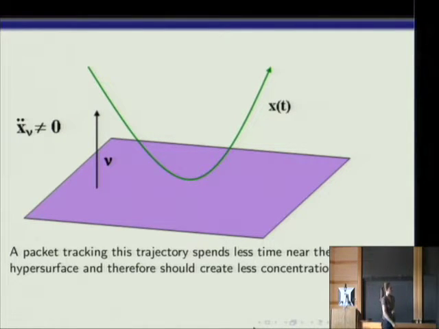So in this case, we say, okay, what if we start a point here? Its velocity at its starting point is 0 in the normal direction, but its acceleration is not. Well, a particle, a packet tracking along here, will spend more time near the hypersurface than one that just struck through, which is the best case, but less time than the tubular sharp case. So we would expect to have a smaller concentration. And in fact, that's what you do find.